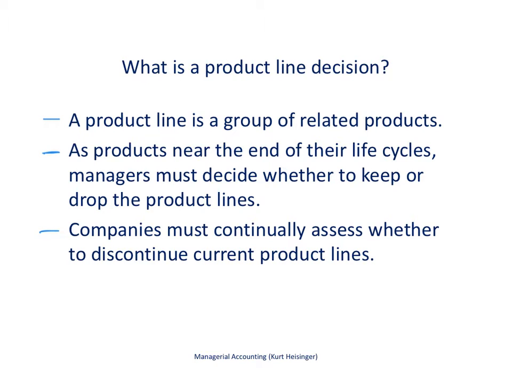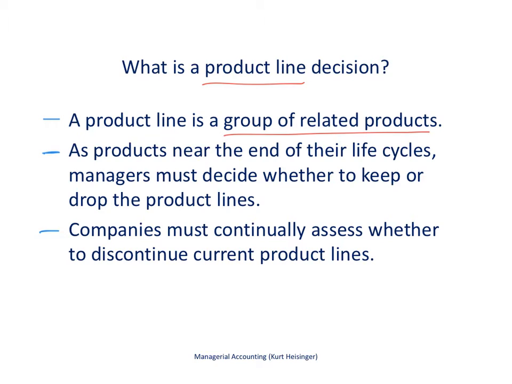This video describes how to use differential analysis to decide whether to keep or drop a product line. And what we mean by product line is a group of related products. For example, we might be a high-tech company that produces laptop computers and desktop computers and tablets. Each of those would be considered to be a product line. And within those laptops, we would have different models. Within the desktop computers, we would have different models, and so on.